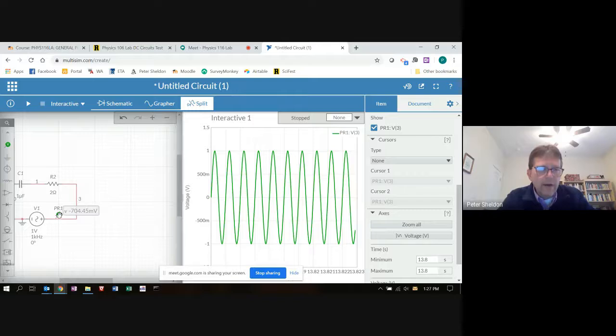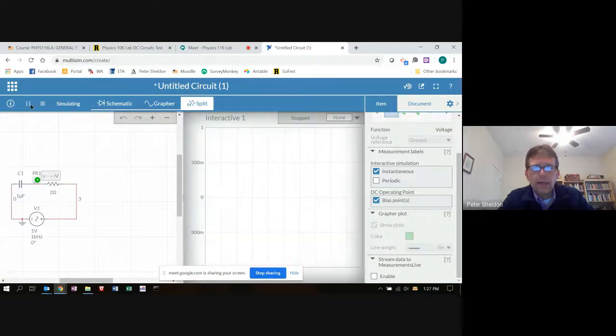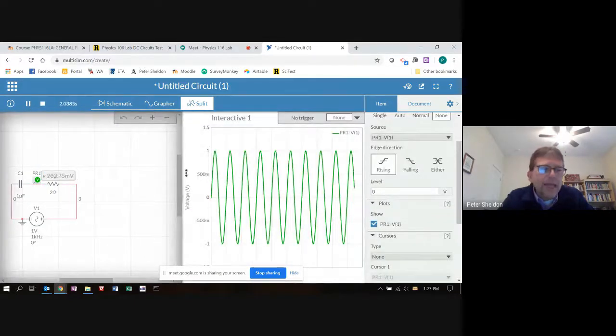And now I'm going to move my voltage probe up to where the capacitor is. So instead of looking at the output from the power supply, I'm looking at the output from the capacitor. I'm going to go ahead and run it again. And it looks exactly the same, which is fine. That's because it should look exactly the same because of the arbitrary values that I chose.